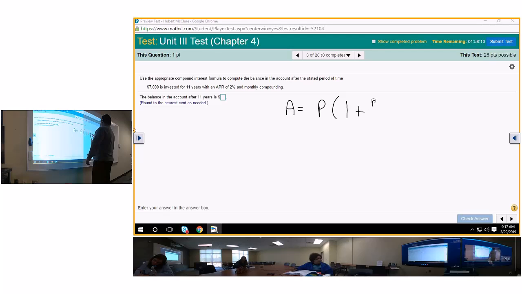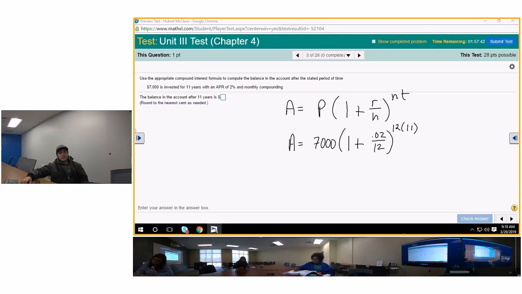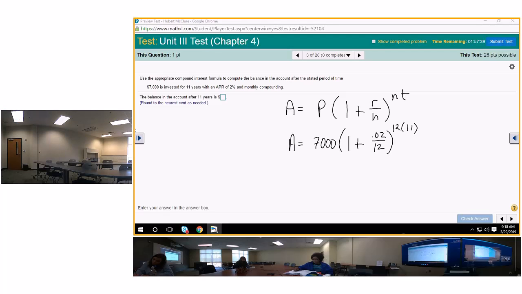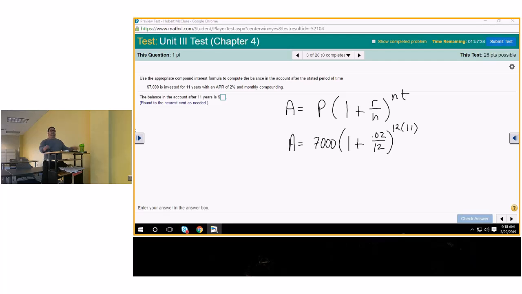A equals P times 1 plus r over n, raised to the nt power. A is equal to 7,000 times 1 plus r, which is 0.02 divided by 12, raised to the 12 times 11 power. And I'm going to take my handy dandy calculator, and that should be all that you have to write down right there except for the answer. You should be able to use your calculator and not have to do anything else.